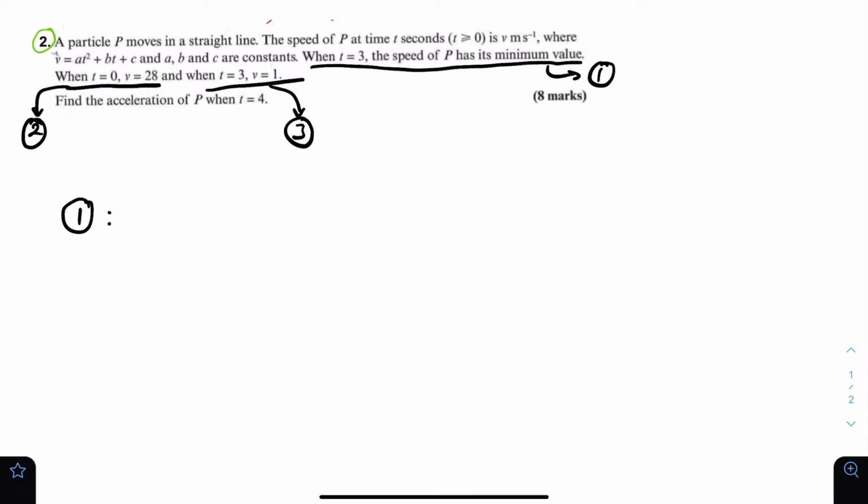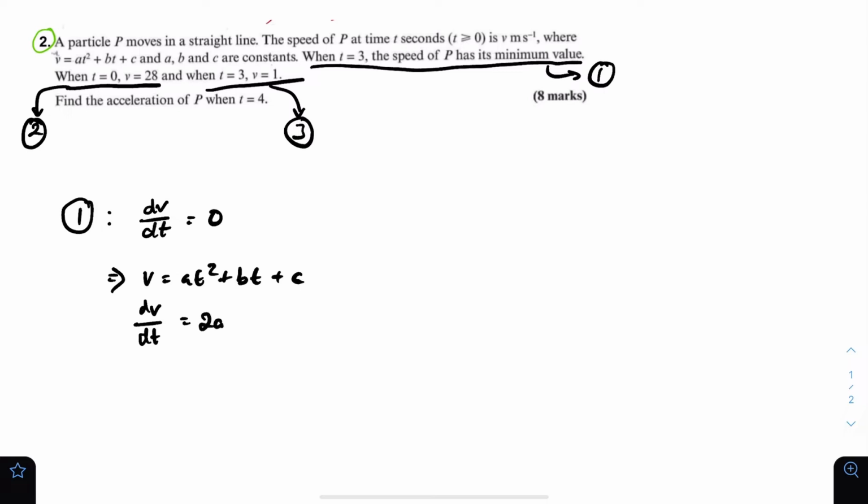When t is 3, the speed of p has its minimum value. So what this essentially is telling us to do is differentiate, so dv over dt, and set it to 0. When we think about a quadratic, it's got a shape like that. Its minimum value is at the bottom right here, and that has a gradient of 0. So by setting dv over dt to 0, by substituting the value of t as 3 in, that will give us that gradient. We know that v is equal to at squared plus bt plus c, and therefore differentiating this gives us 2at plus b. Substituting t equal to 3, we get 6a plus b, and we set that to 0, because 2a times 3 is 6a. 6a plus b is equal to 0. I'm going to just box this as our first piece of information.